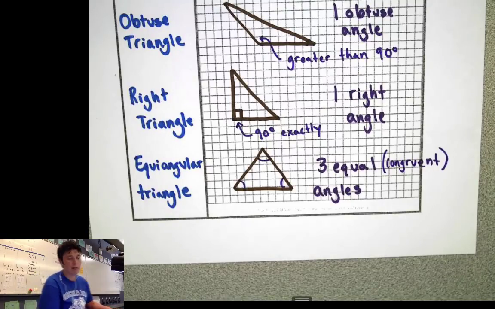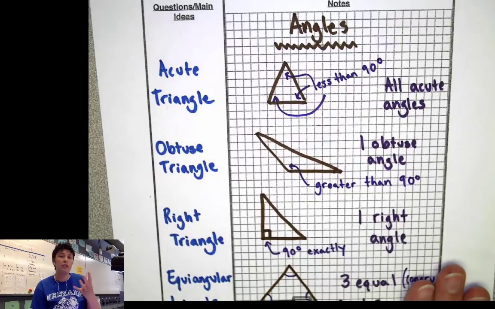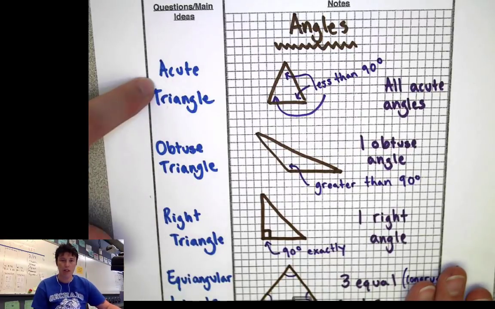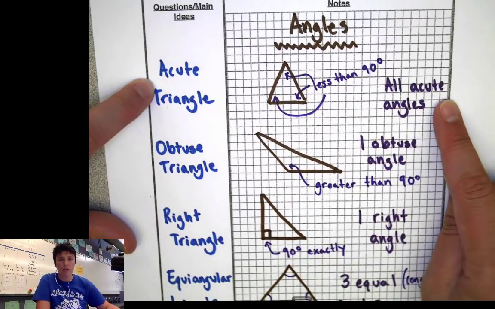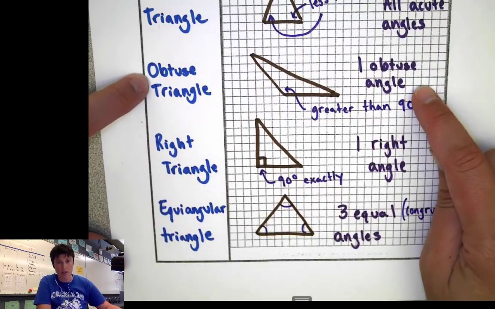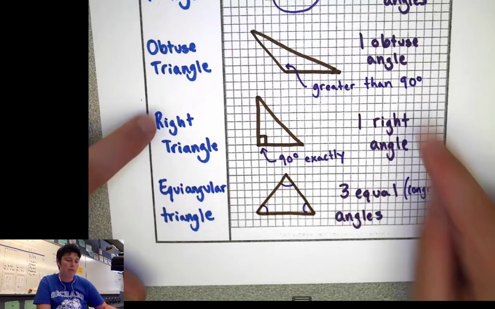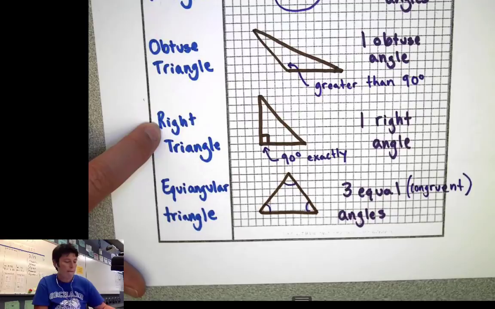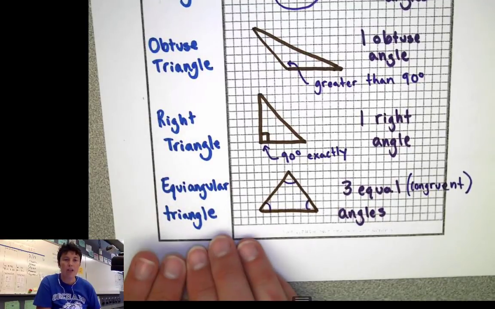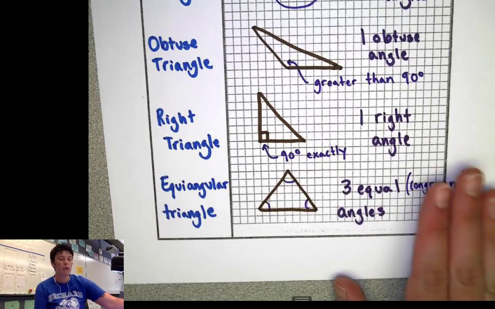But that kind of wraps up this first part of our chart here. So check it out. We have 4 different triangles. You either have the acute triangle with all acute angles, you have the obtuse triangle with one obtuse angle, or you have the right triangle with 1 right angle, or you have the equiangular triangle with all equal angles. So that's our 4 different angle ones.